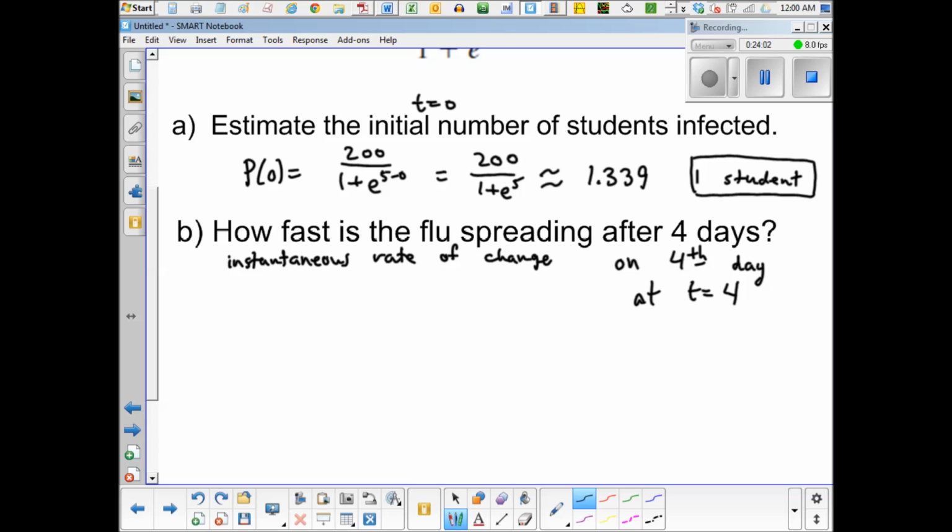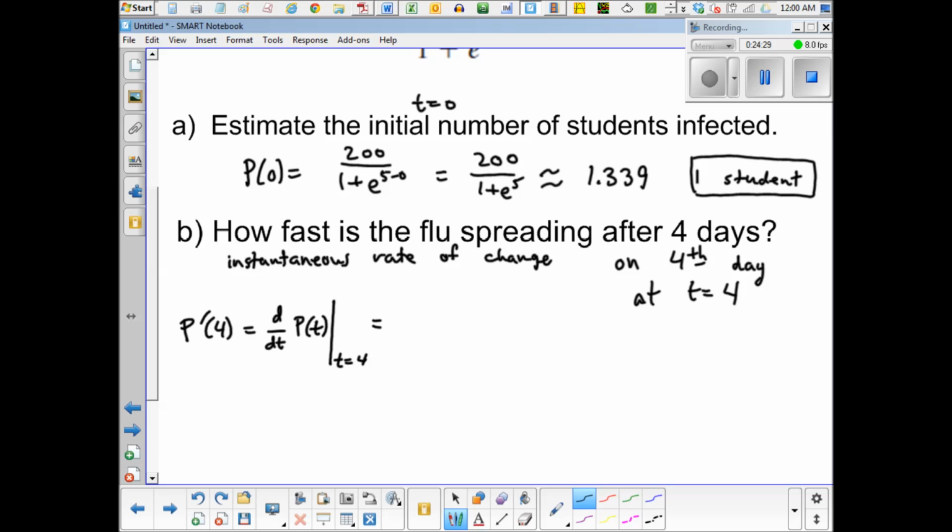Okay? And they're giving us an a value. So we're obviously finding a derivative here. Okay, so we're going to be doing p prime of 4. So to do that, we're going to need to take the derivative of p of t and plug in the time 4. Okay, you're welcome to do this on your calculator, but I thought I'd at least show you how I would set it up by hand here.